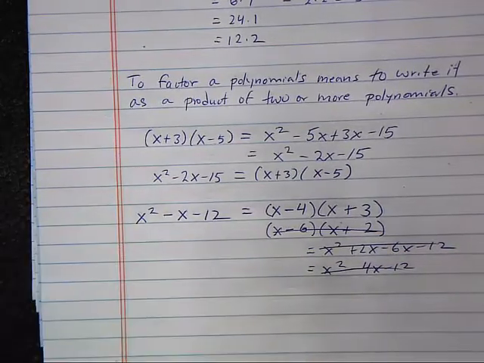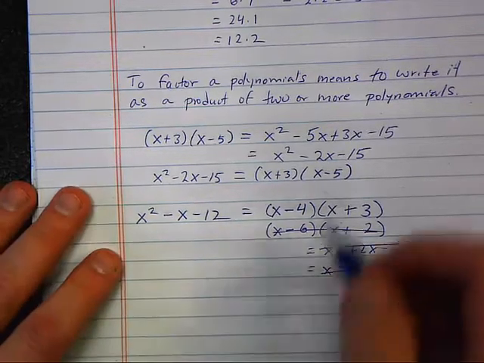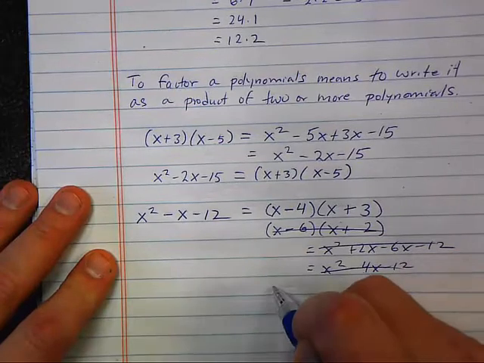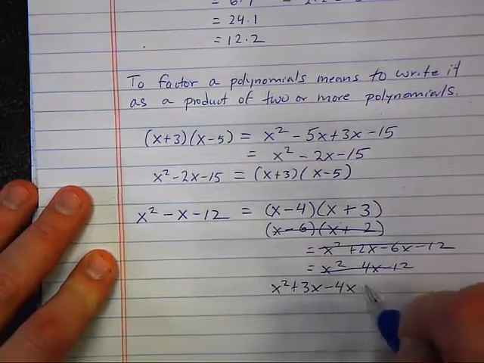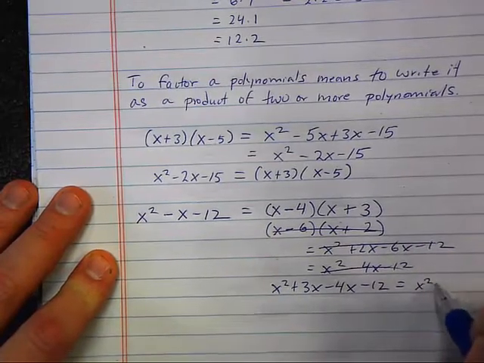And the nice thing about factoring is you can check your answer real easy. How do you check your answer? Just do FOIL and see if it works. So I'll do FOIL on that one real quickly just to check it. That would be x squared plus 3x minus 4x minus 12. That's x squared minus x minus 12.